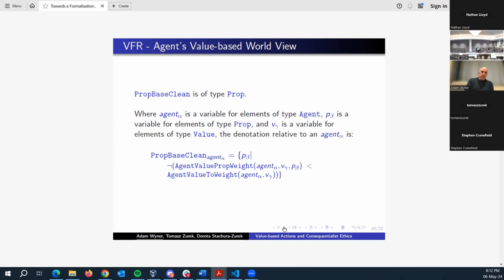So we call this prop-based clean. This is, in effect, a very strong statement where every proposition that's considered has to be such that its weight cannot be less than the agent's value to weight. So it only gathers those propositions into a set which have a sufficient weight to pass with respect to what the agent thinks the value's weight should be. Okay, so it's saying, these are the propositions that are in effect most supportive or most indicative of the agent's values. Can we have the next slide, please?